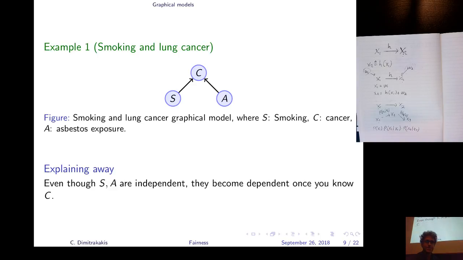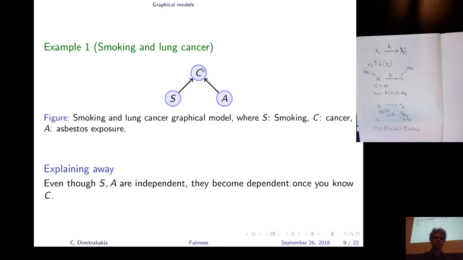So already inhaling asbestos, there's no correlation between those things a priori, okay? But there's a phenomenon called explaining away, which basically tells you that if you actually know whether somebody has cancer or not, then these things become correlated, okay? So intuitively it's pretty hard to explain, I think, but there is another example that is a bit easier to understand.